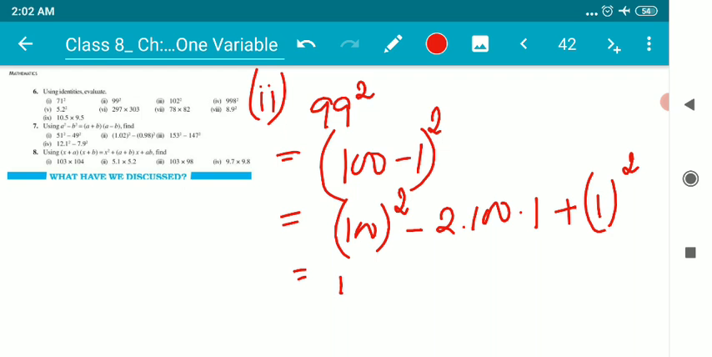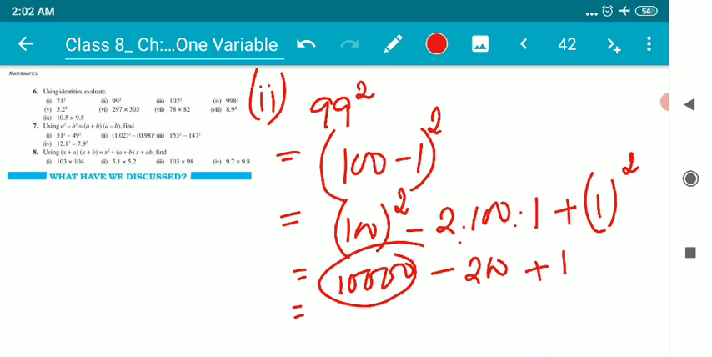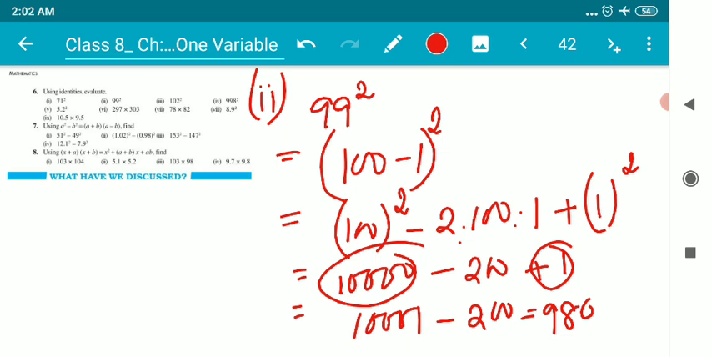So 100 square is 10,000. 100 into 100 results in 10,000. Minus 2 into 100 into 1 is 200. Plus 1 square means 1. So according to BODMAS, 10,000 plus 1 is 10,001. 10,001 minus 200, the answer is 9,801. That is the correct answer.